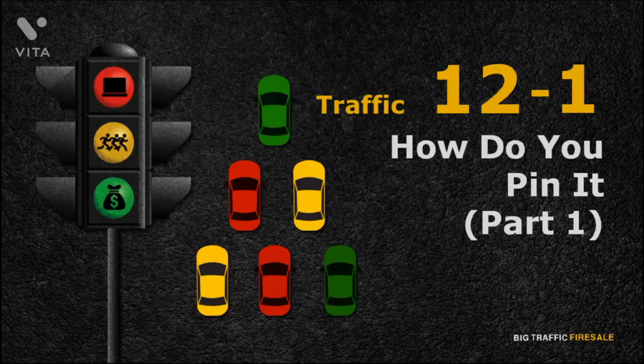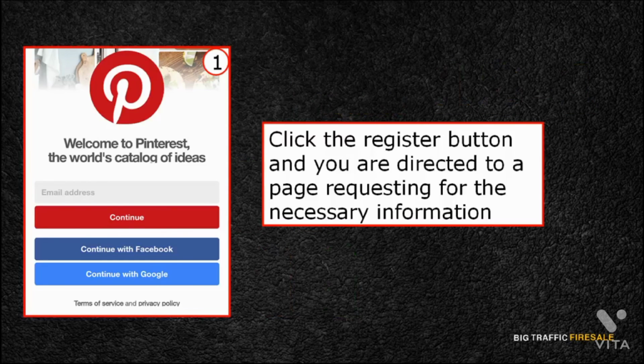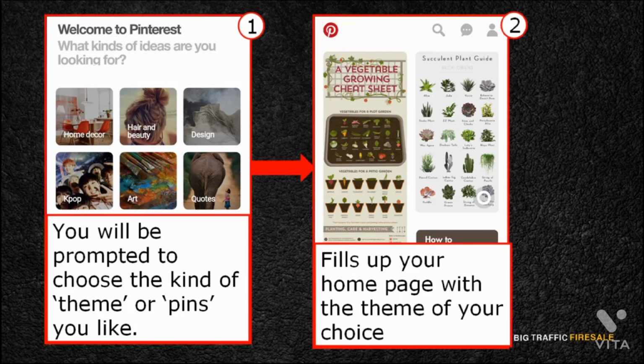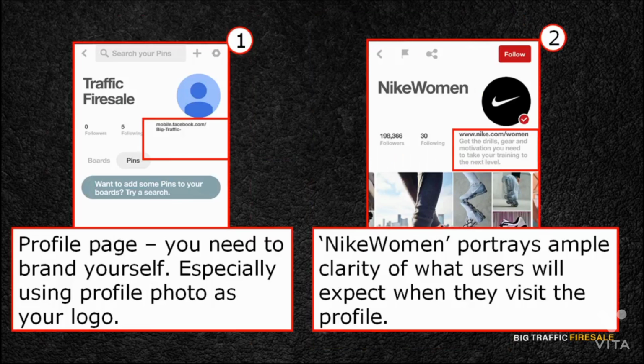Hello and welcome back. In this module, you learn how to set up your Pinterest account and start pinning. Like any social network application, you need an email to register. Click the Register button and you are directed to a page requesting the necessary information. Once you've filled in the required fields, you will be prompted to choose the kind of theme or pins you'd like. Pinterest automatically fills up your home page with the theme of your choice. Then you're directed to your profile page.